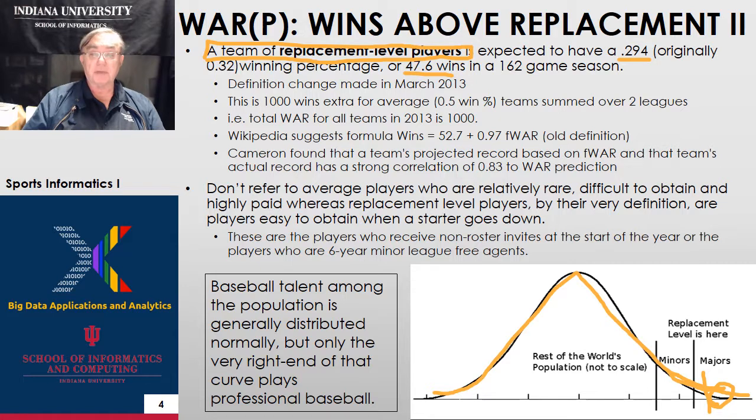This particular definition was changed in March of 2013 and corresponds to 1,000 wins extra for an average team summed over the two leagues. So that says the total WAR for all teams in 2013 is 1,000. Because on the average, you should have a 50% winning average. And the old definition, for instance, is used in the Wikipedia article, which is 52.7 plus 0.97 times fWAR.